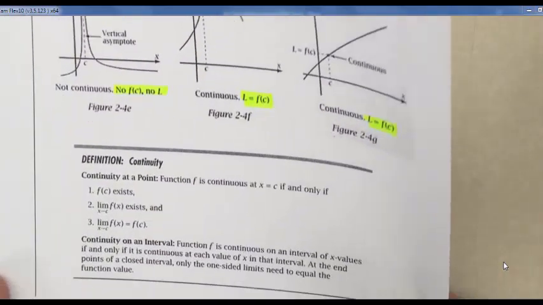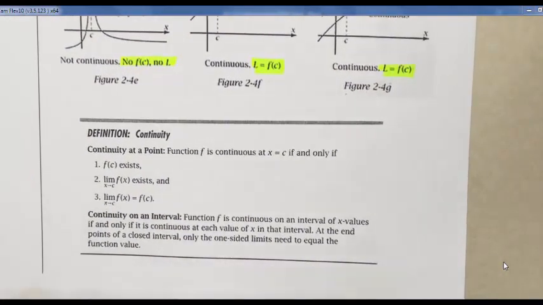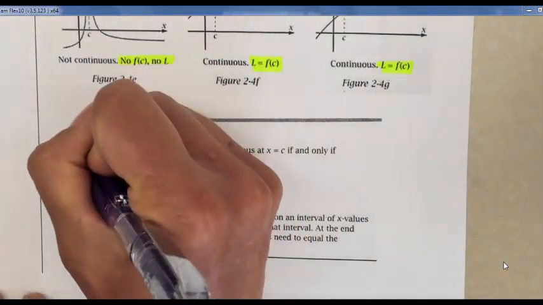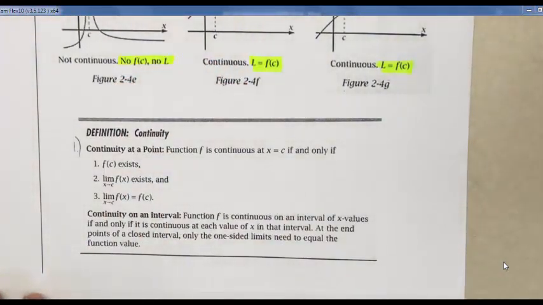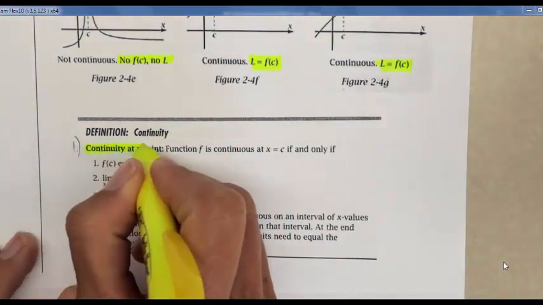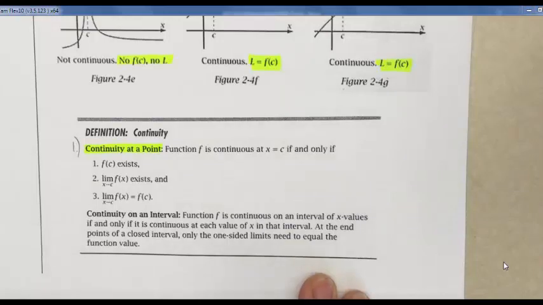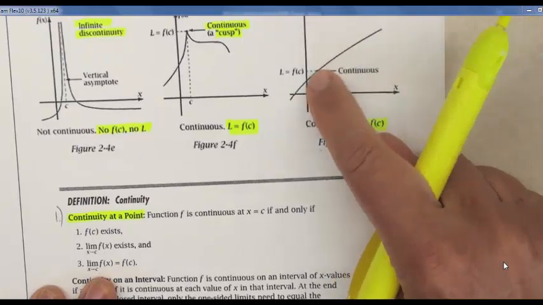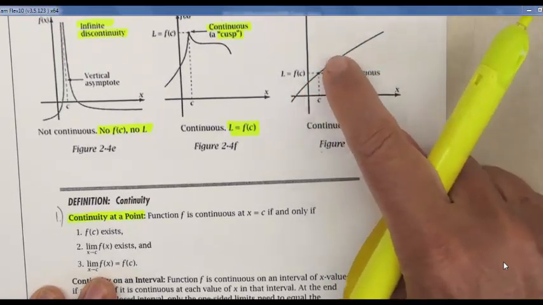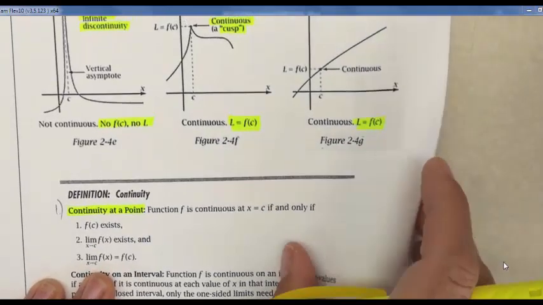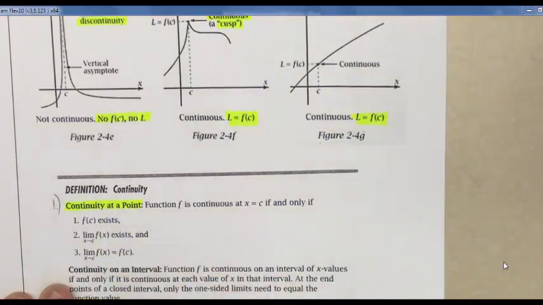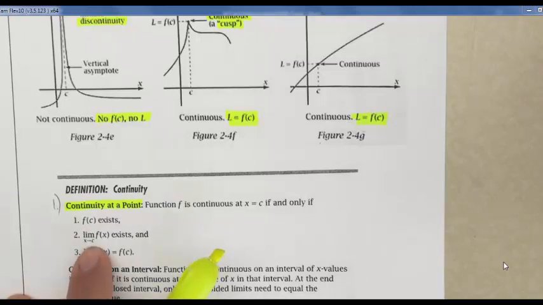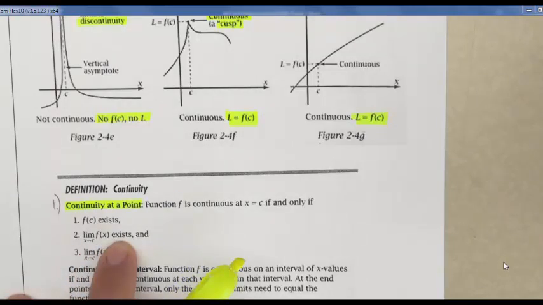All right, so let's define continuity. I've actually given you two definitions here. The first definition is continuity at a point. How can we either visually or algebraically figure out if a function is continuous at any point that we choose here? Well, first of all, f of C has to exist. And the limit as x approaches C of f of x also has to exist, right? That means you have both the left and the right limits equal to each other.